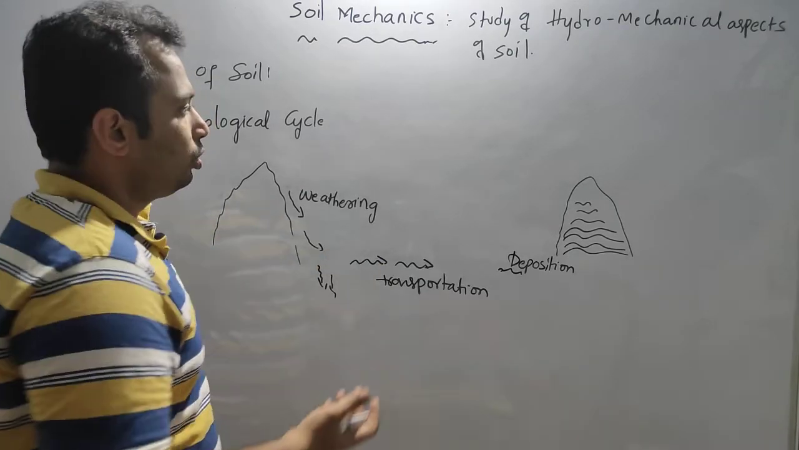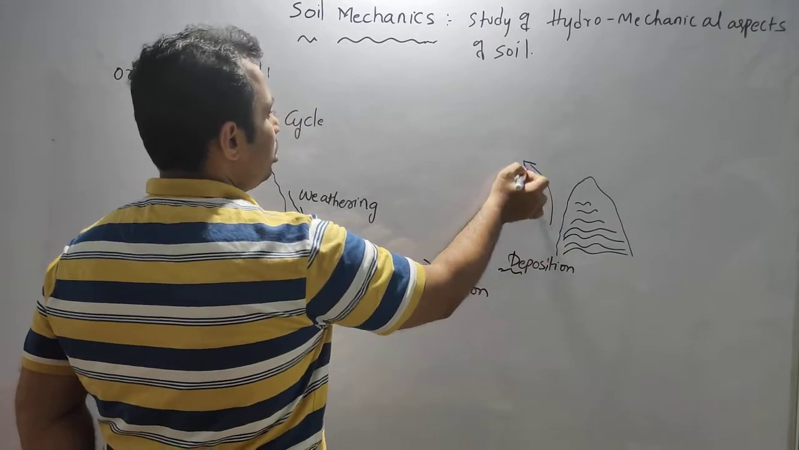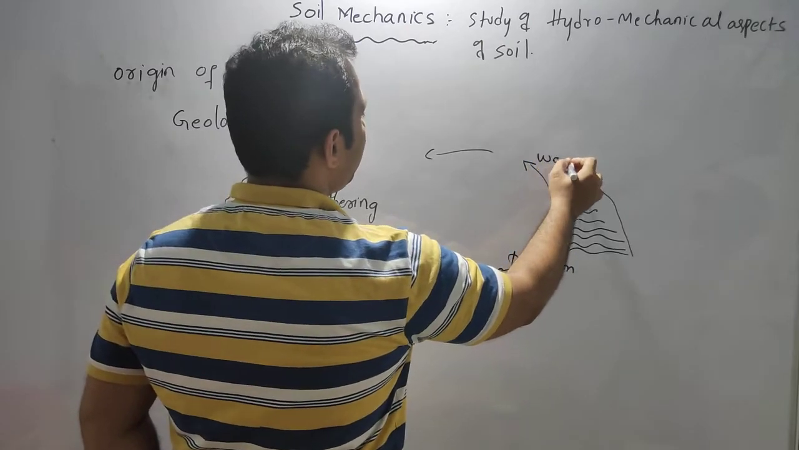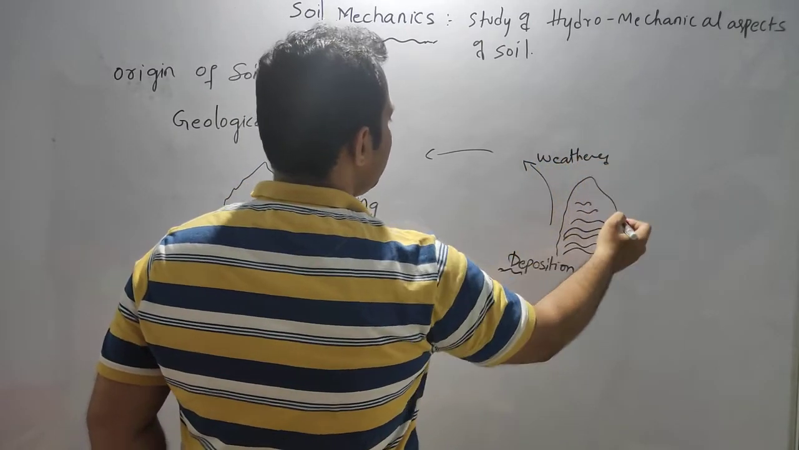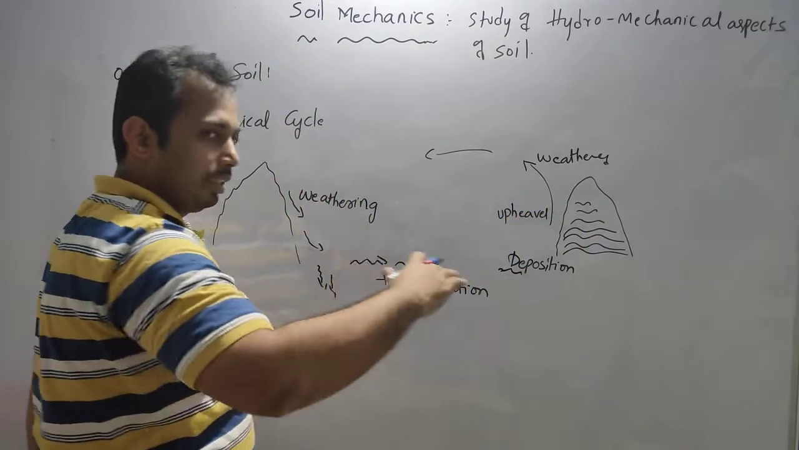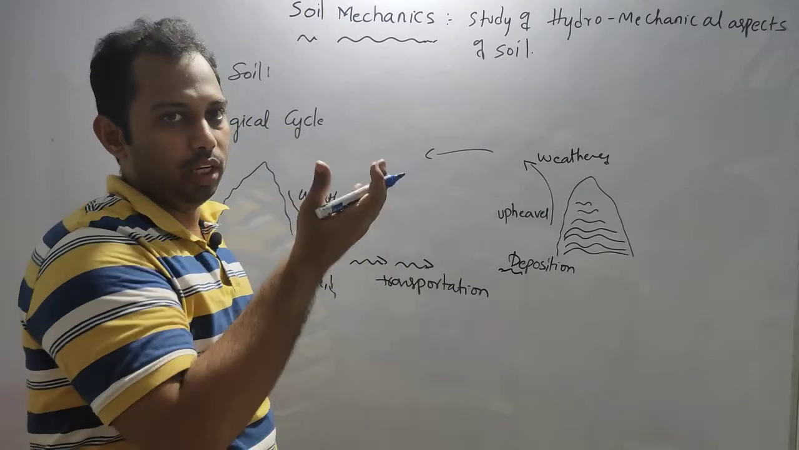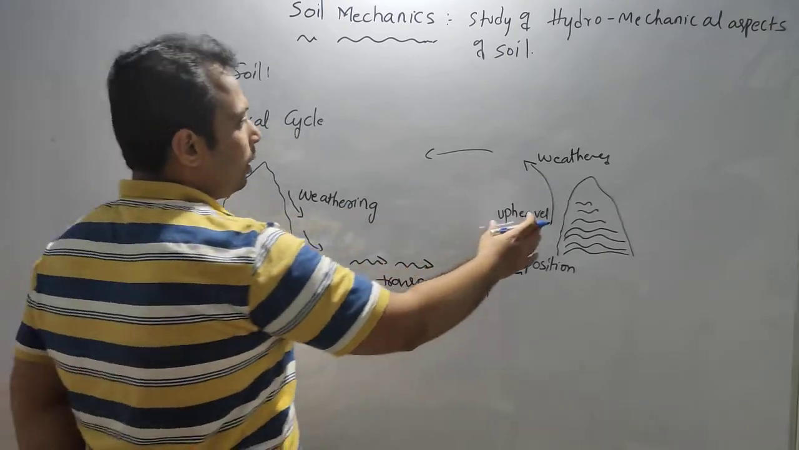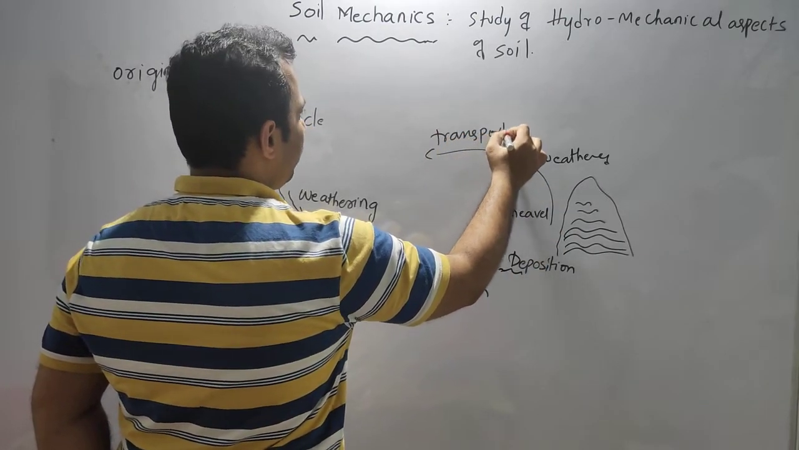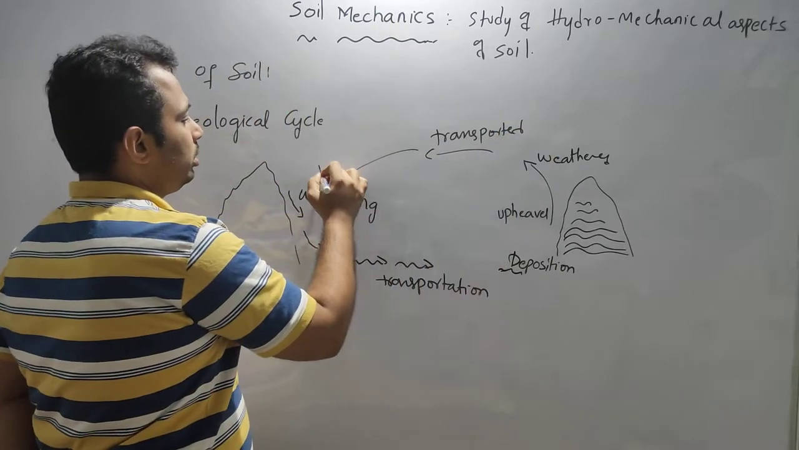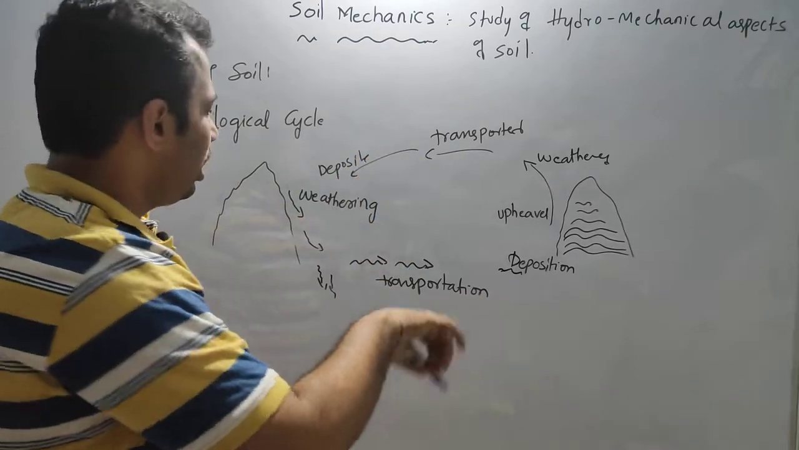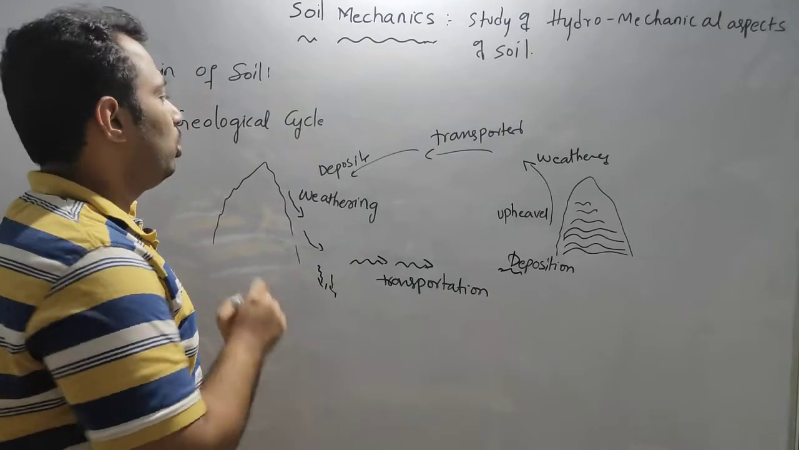So again weathering, rock weathering, transportation. This is again a rock, so again this will be weathered. This is nothing but upheaval. Whatever deposition becomes rock, that is upheaval. This upheaval is again weathered, transported, deposited. So this is a continuous cycle, and again it is the upheaval. This is nothing but the geological cycle.